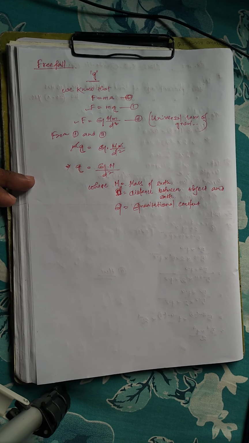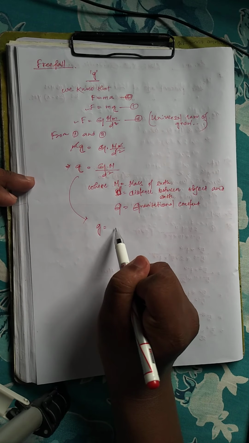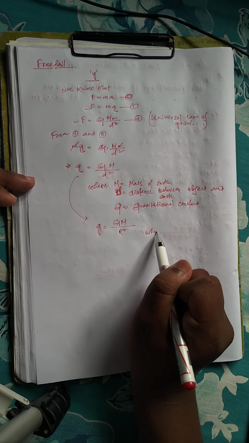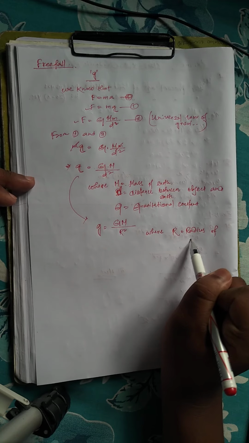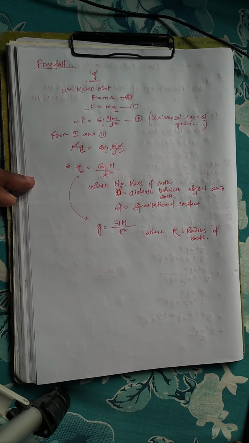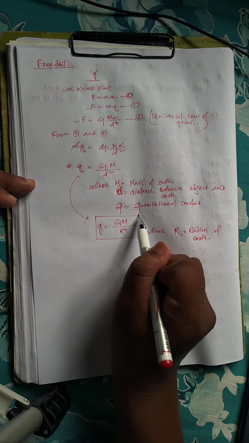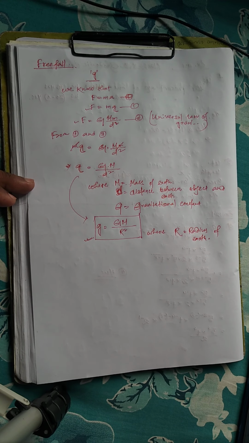And also capital R means radius of earth. Also we can convert this formula to this type, small g equal to G M by R square, where capital R is equal to the radius of earth. So this one is the expression of g, and by using this formula we can calculate the acceleration due to gravity. In the next video we will discuss how to calculate the value of g.